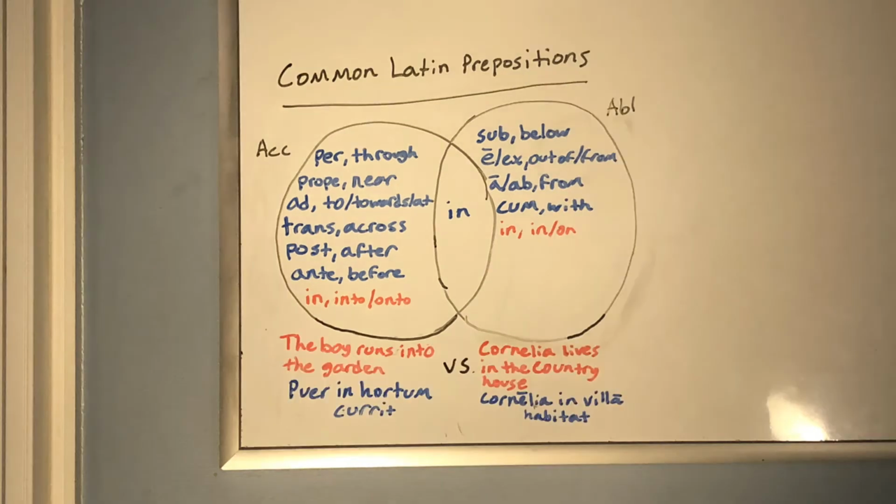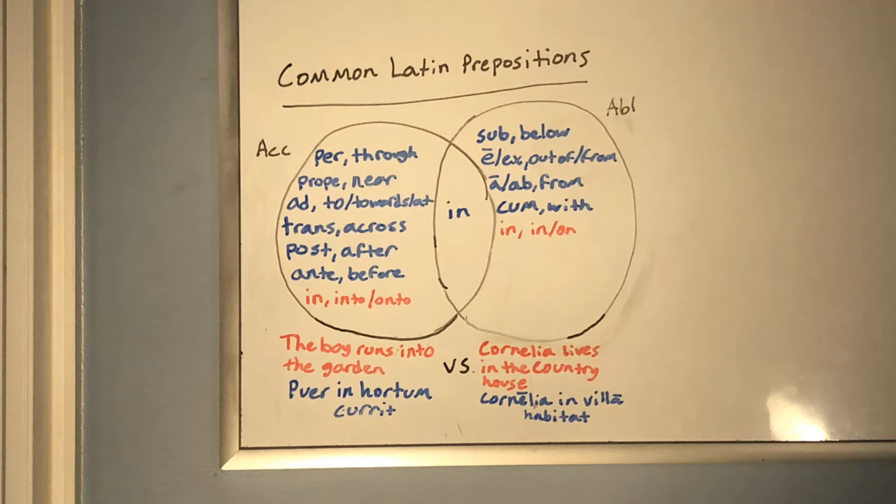Here is a sentence that will show you what I'm talking about. There are these two sentences: The boy runs into the garden, and Cornelia lives in the country house. Both have in, but the first is translated with an accusative noun. The second is translated with an ablative noun. So, puer in hortum currit. The boy runs into the garden. The garden is the place to which the boy is running, which is why that's an accusative.